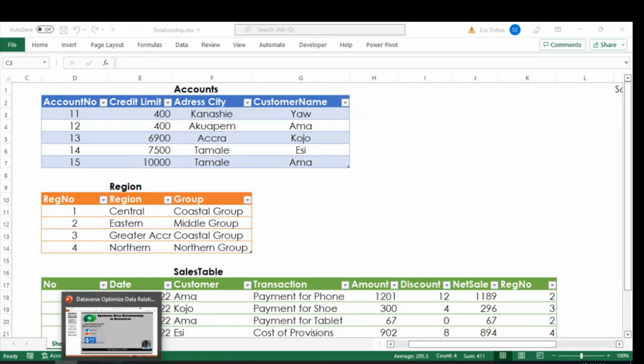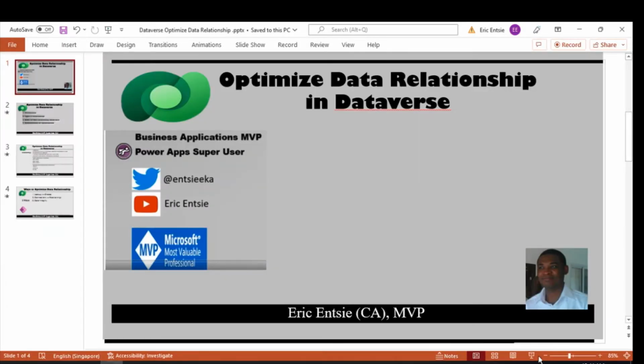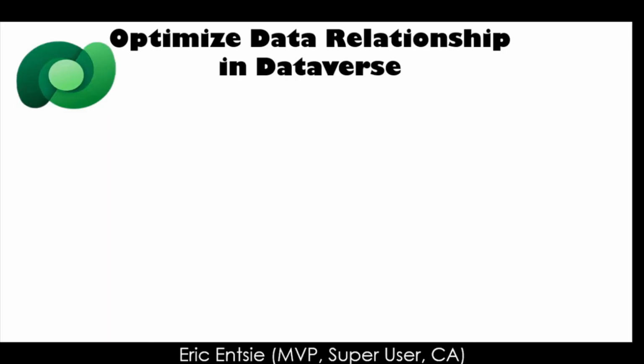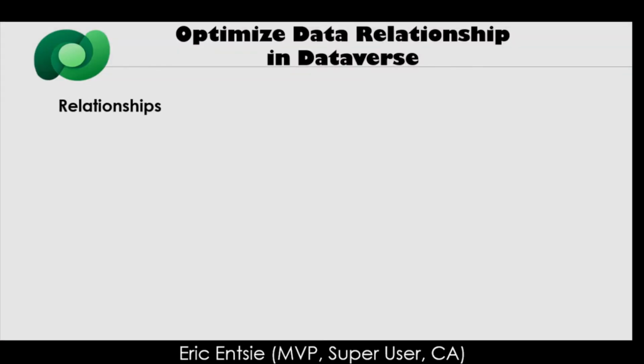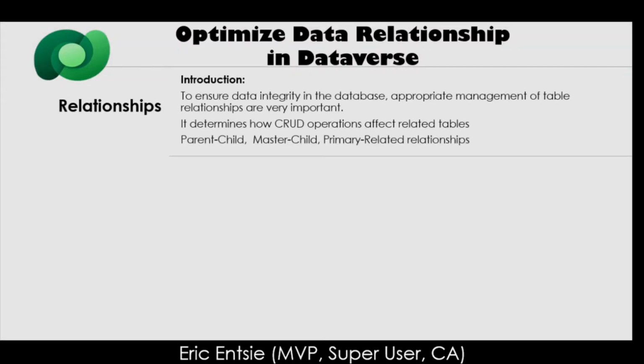So let's look at some few fundamentals. Now when we are going to look at some introduction, we look at the types of relationship that we have in Dataverse. We look at some demo on the relationship behaviors, and then we look at some of the considerations to ensure data optimization.